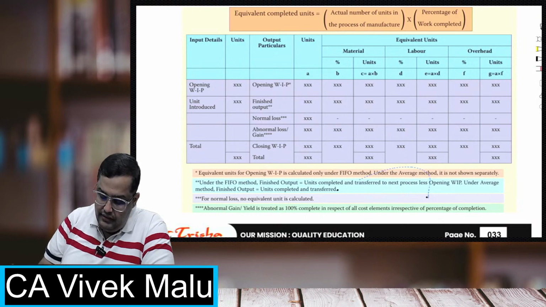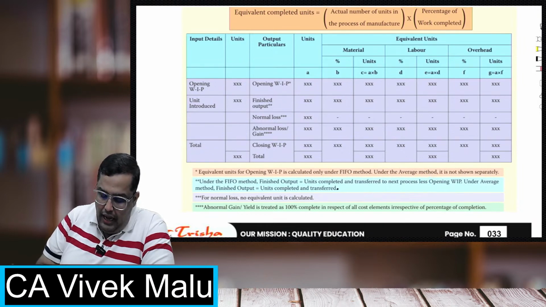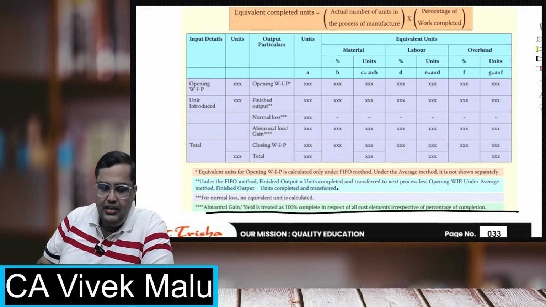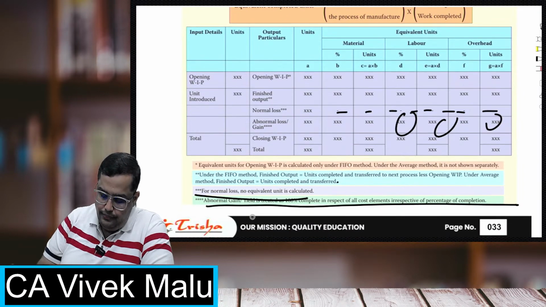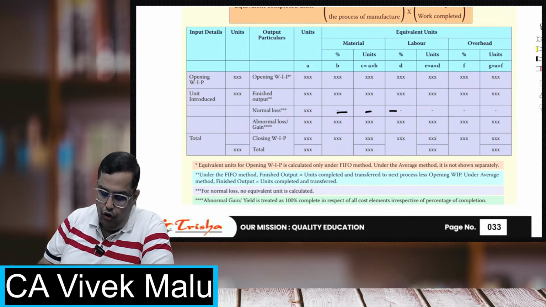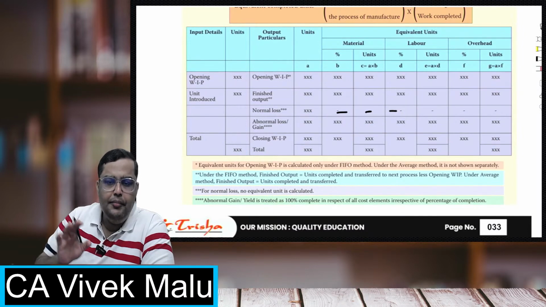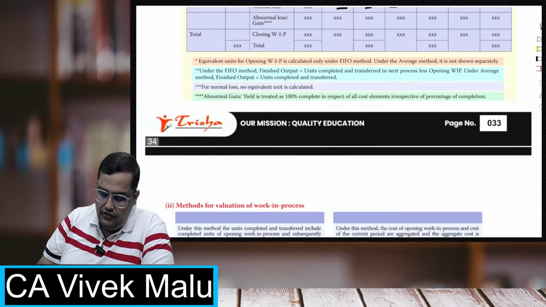Next, abnormal losses and abnormal gains are treated as 100% produced in respect of material, labor, and overheads. Normal losses are always written 0, 0, 0. We assume they are not prepared at all. So this is how we make up a chart.